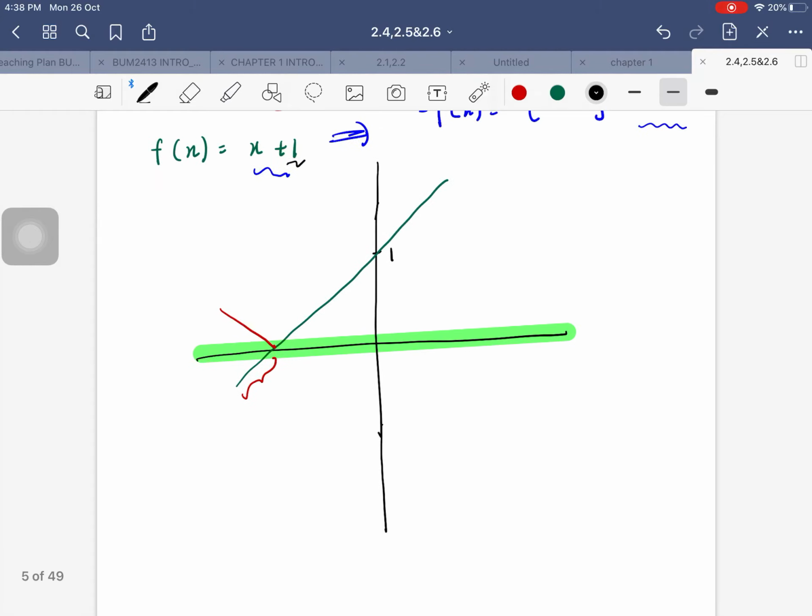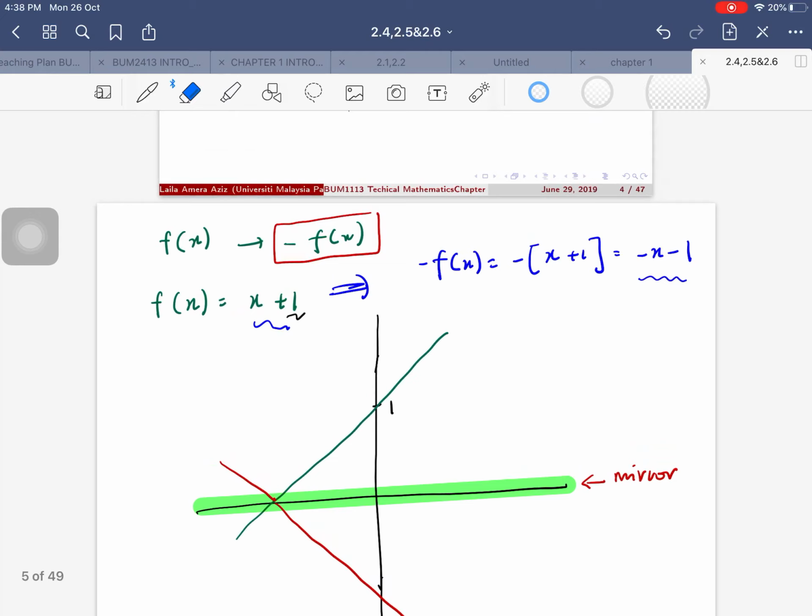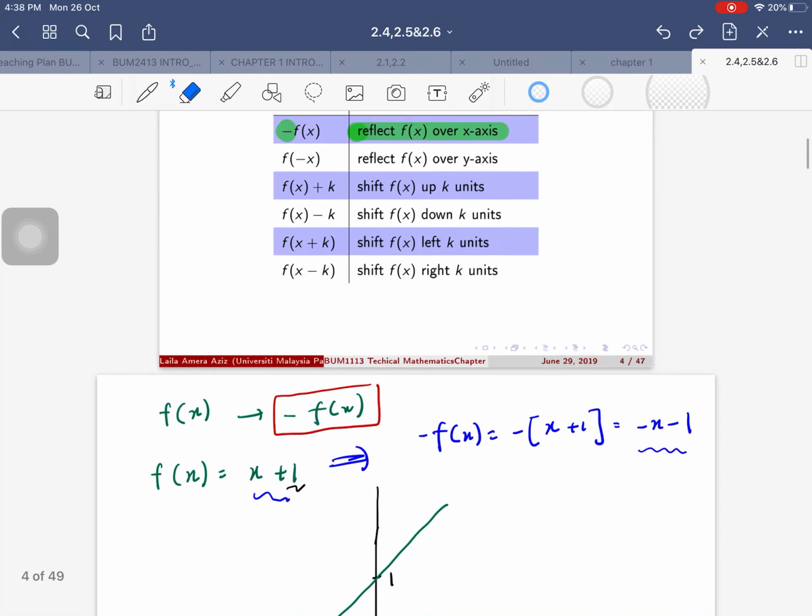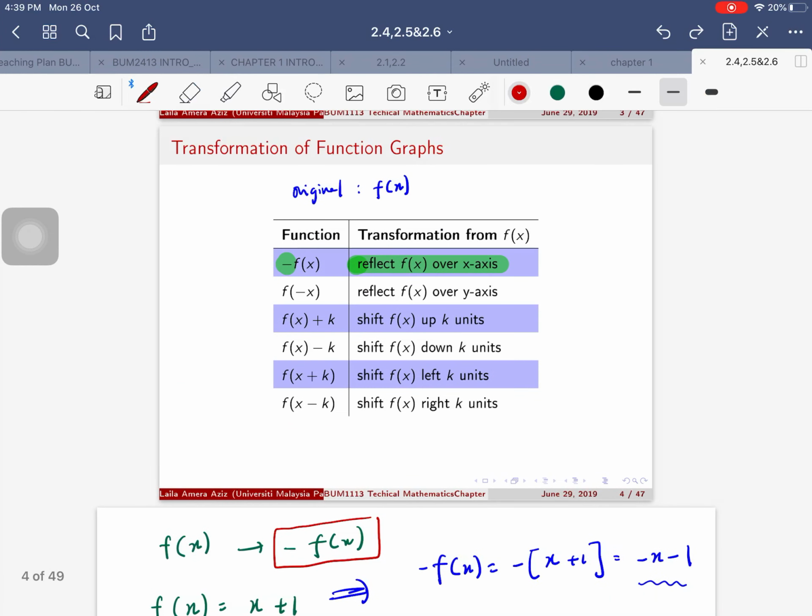Let me elongate my axis a little bit because I need it to be a bit longer, stretching to the bottom. For the rest of the function, up to here, when I reflect that on the x-axis, this is how my function looks. So you pretend that the x-axis is a mirror, and whatever you get is the reflection from the mirror. That is how the function looks when it transforms from f of x to negative f of x.